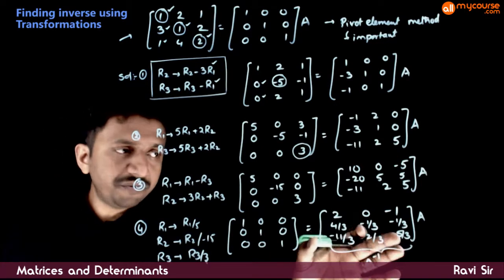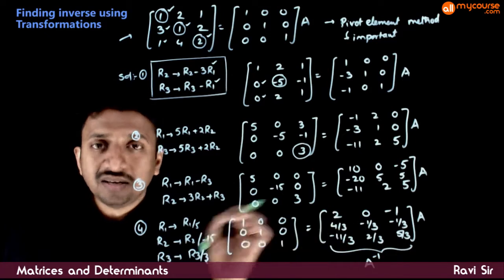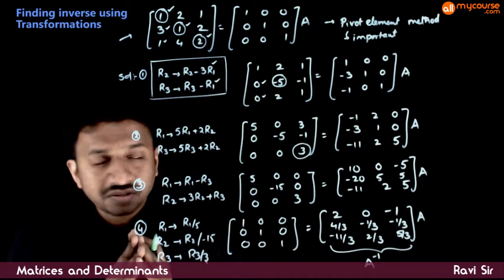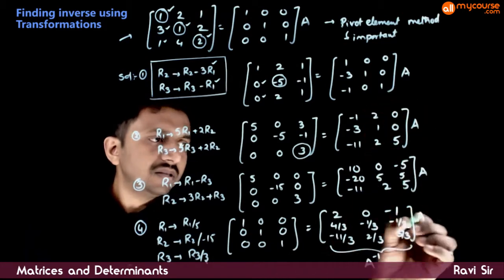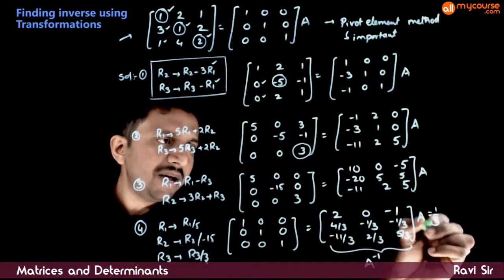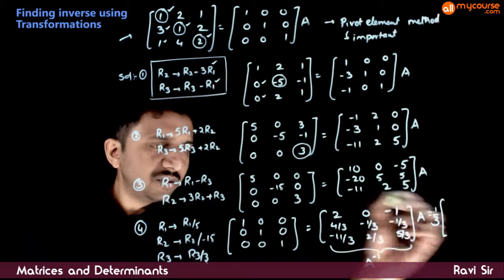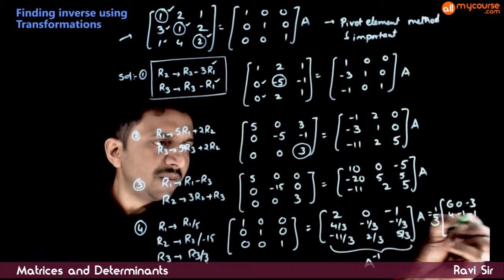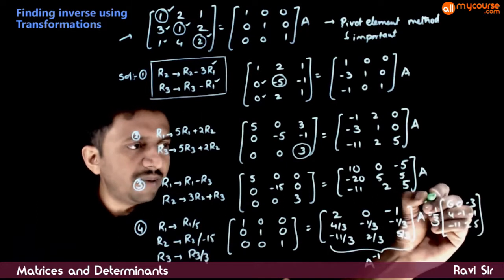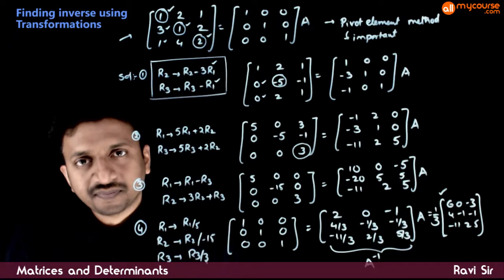So this is how you find the inverse using the elementary transformations. If you want, you can get a 1 by 3 outside. So this is equal to 1 by 3 times 6, 0, minus 3, 4, minus 1, minus 1, minus 11, 2, 5. This will be my A inverse.